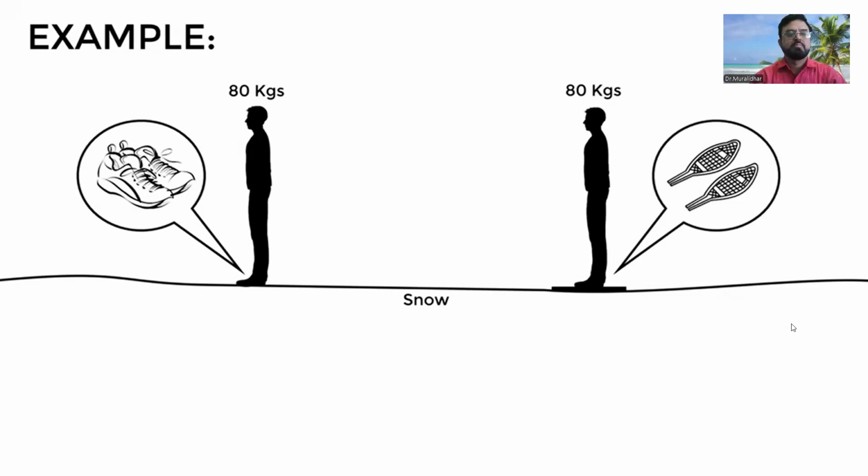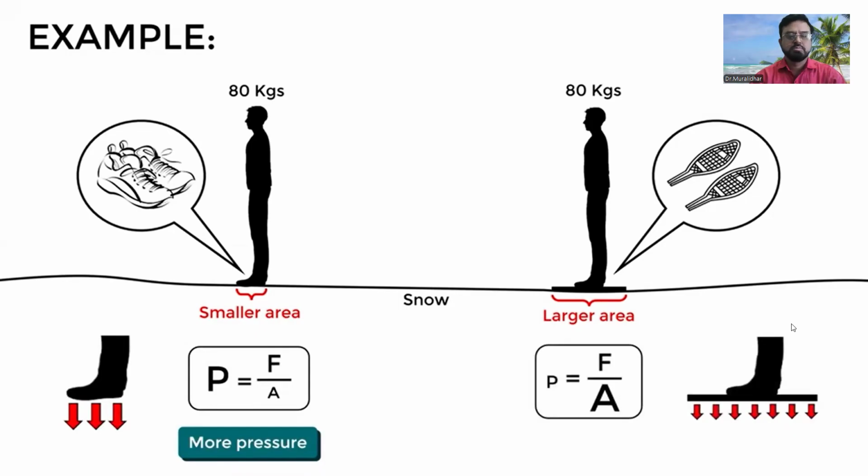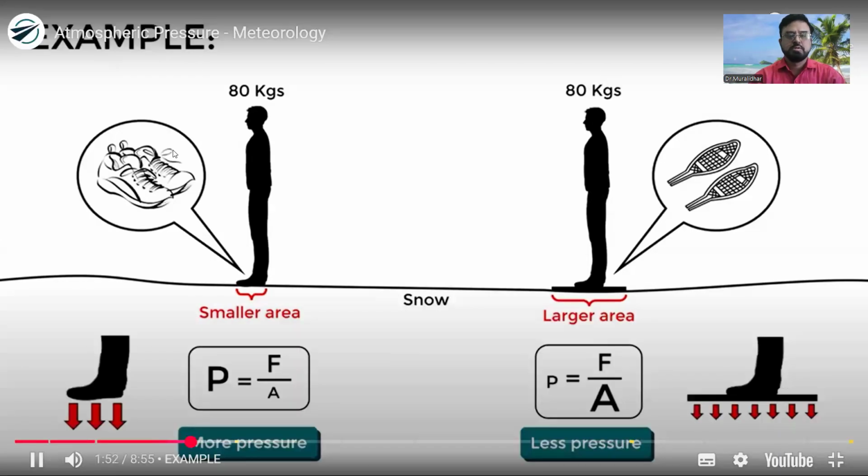With this, it is evident that the person on the left is distributing those 80 kilograms over a smaller area than the person on the right, who is standing over a larger area. So, if we apply the pressure formula we have just seen, in the case of the person on the left, having a small surface, the pressure exerted on the snow will be higher. While on the other hand, the person on the right, standing over a larger surface, will exert less pressure on the snow. For this reason, the person on the left will tend to sink into the snow, while the person on the right will be able to walk more easily.